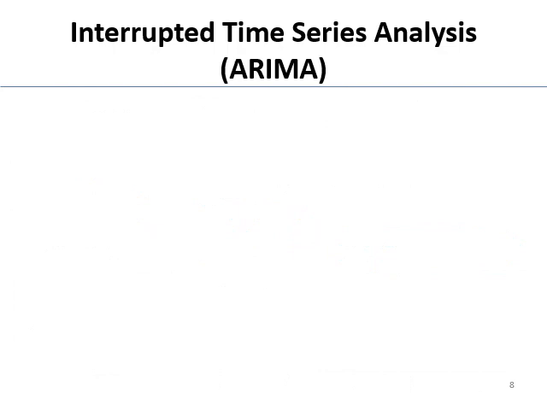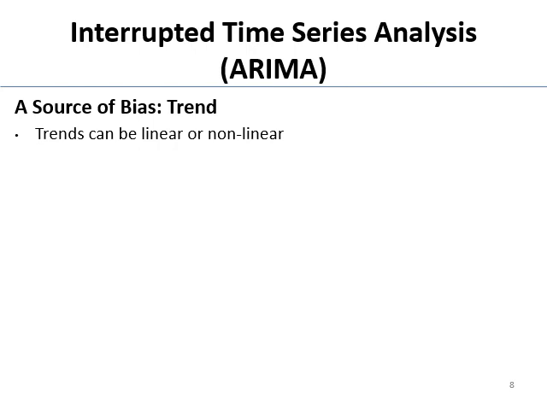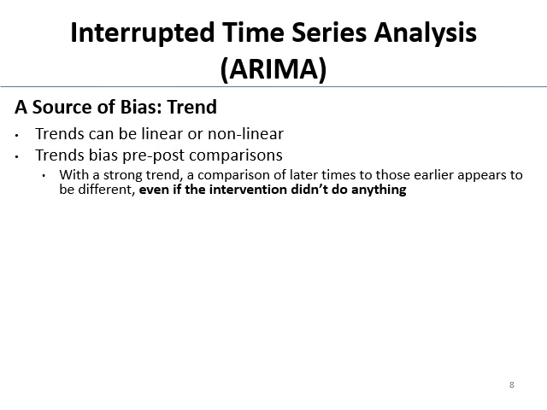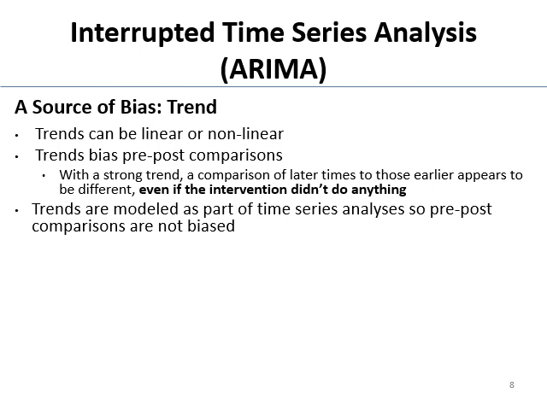So a little more on trends. They are a source of bias. They can be linear, so a line does a good job of representing them, or they can be nonlinear. And they can bias your pre-post comparisons, as you just saw in that prior slide. A strong trend, if it exists, means that later times, if you compare them to earlier times, are going to look different, even if the intervention, law change, policy change, whatever, didn't do a darn thing. So trends are modeled, again, like seasonality, as part of the time series analysis, so you can do pre-post comparisons that are not biased.